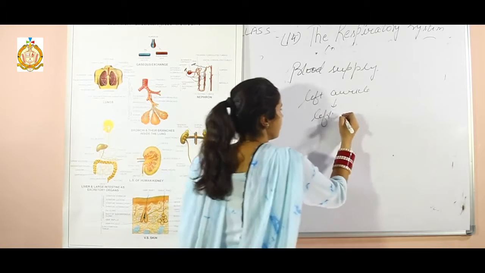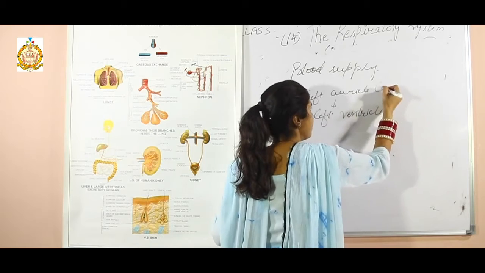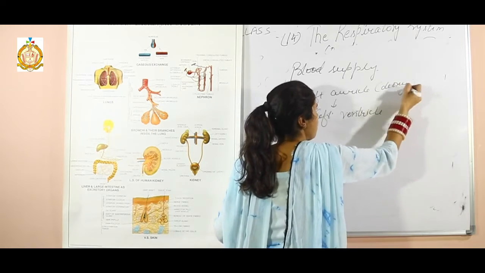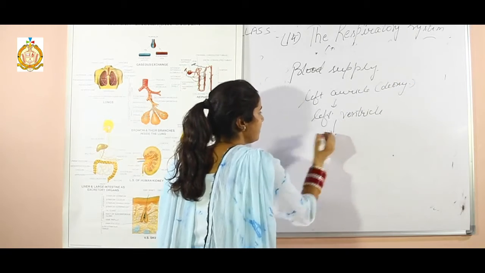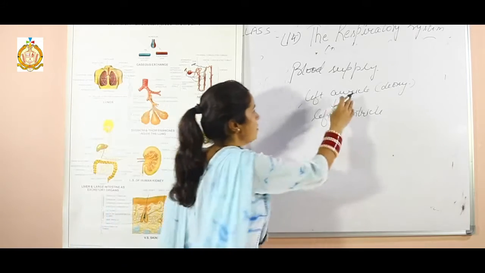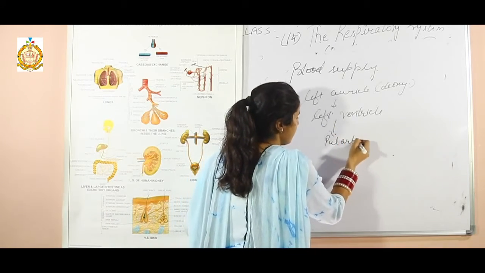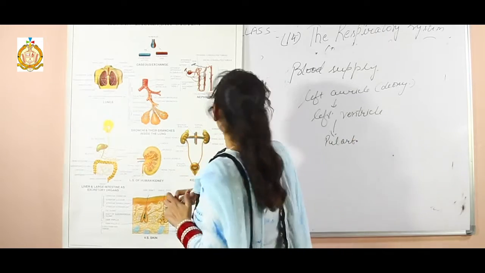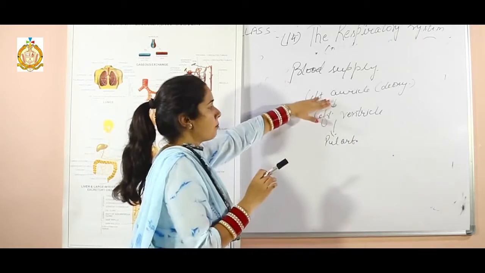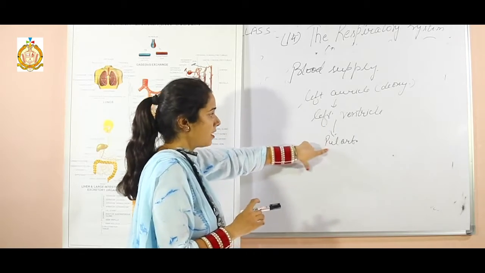From the left auricle, blood goes to the left ventricle, deoxygenated blood. Then it is given to the pulmonary artery. Here you can see, first from the left auricle blood comes into the left ventricle, then the pulmonary artery.